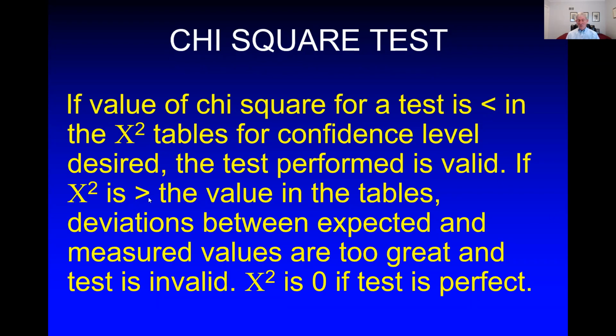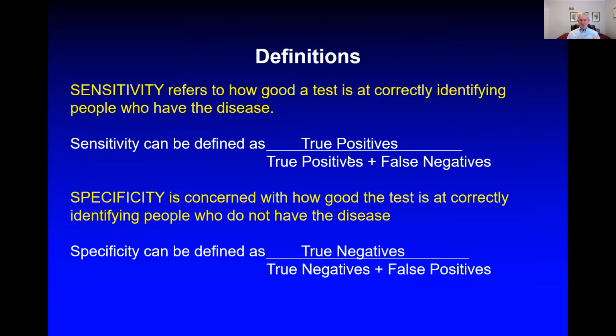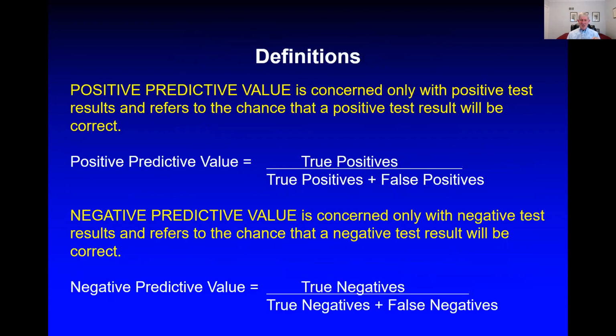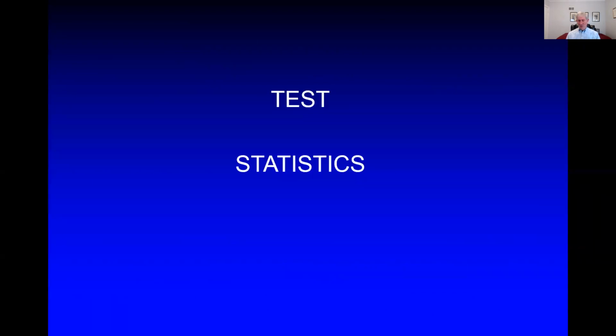If your chi-squared value is higher than what's in the tables, then you've got a problem. You've got a large deviation between your standard and your measured values. And so that would make it undesirable. All right, I'm going to skip a couple of these. I think I'm going to skip actually all of those.